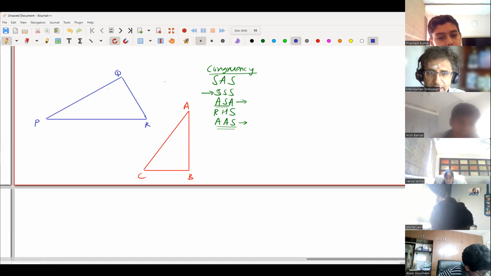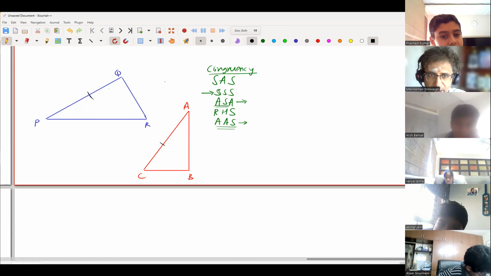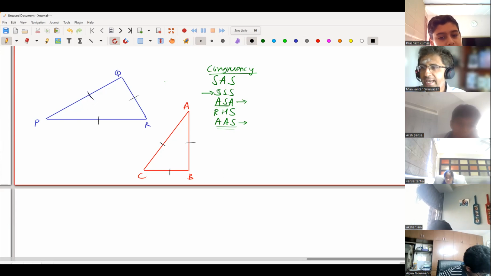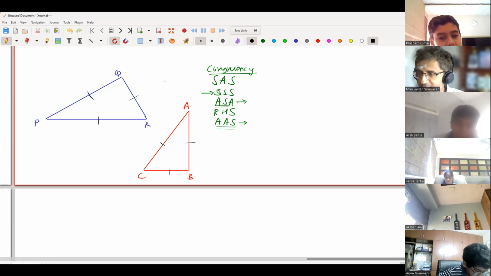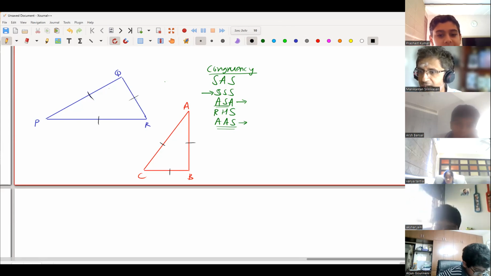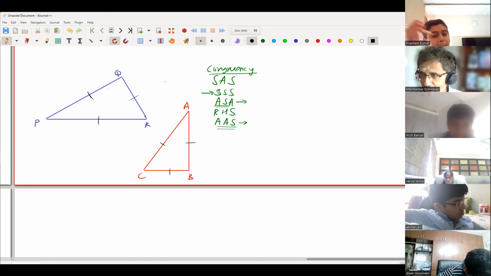Let's say I tell you that side PQ matches with side AC, side QR matches with side BC, and side PR matches with AB. That means three sides in this triangle match with three sides in the other triangle. If you're giving that information, effectively you're saying the two triangles are congruent. Is that clear, Sukrit? Yes, sir. Okay, so that's one way of proving congruency.